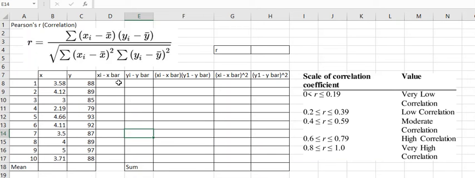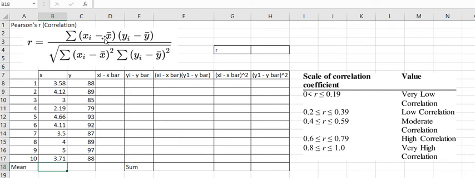Hello everybody. So today I want to talk about statistics, the topic that is about Pearson's correlation. So now I want to show you how to answer.